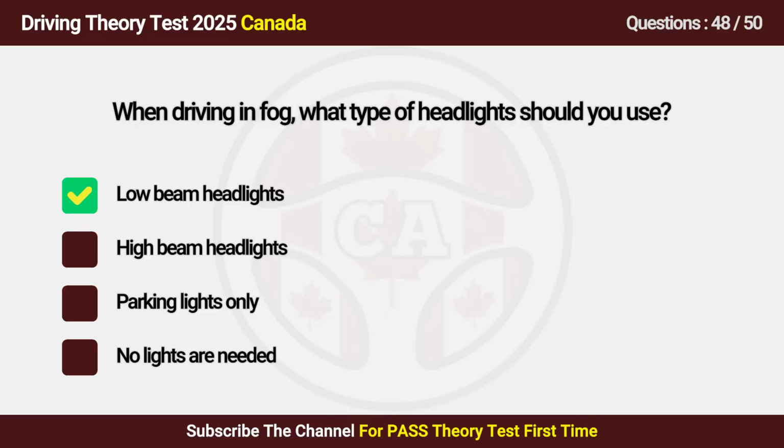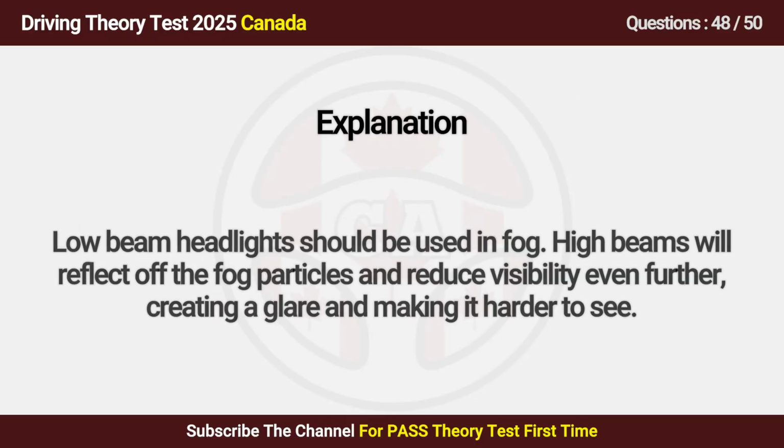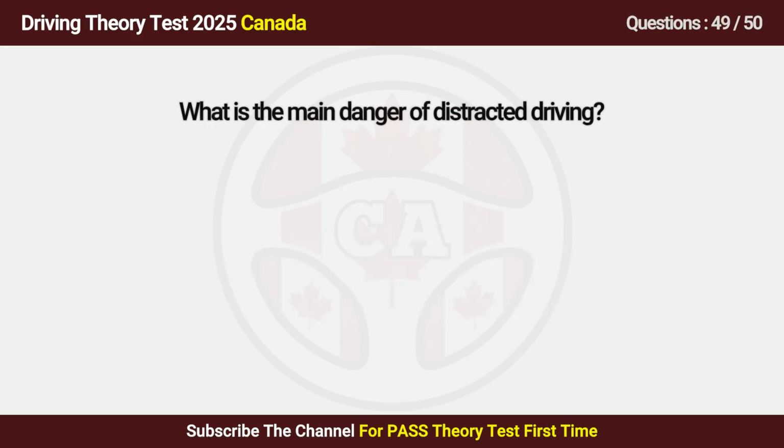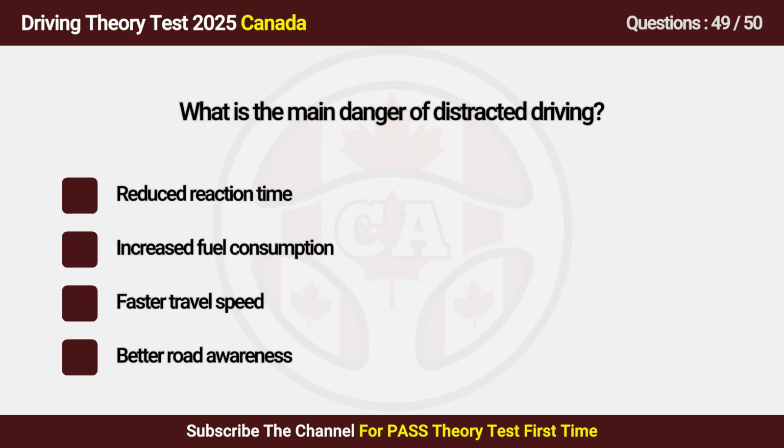Answer is A. Low beam headlights. Low beam headlights should be used in fog. High beams will reflect off the fog particles and reduce visibility even further, creating a glare and making it harder to see.